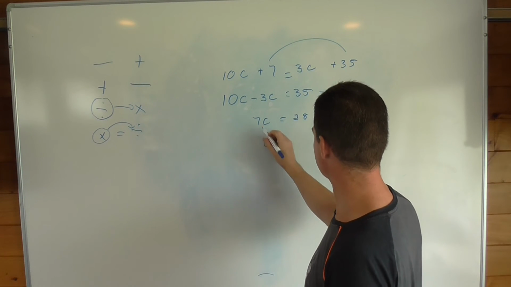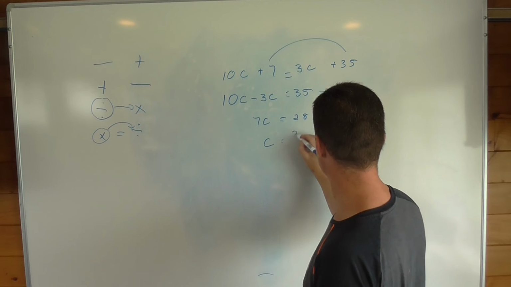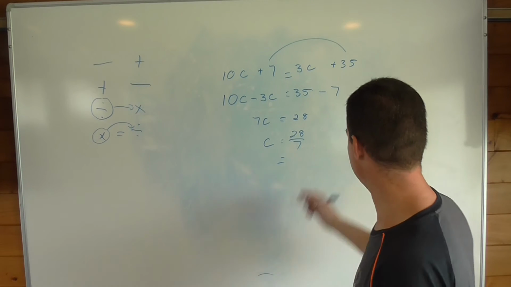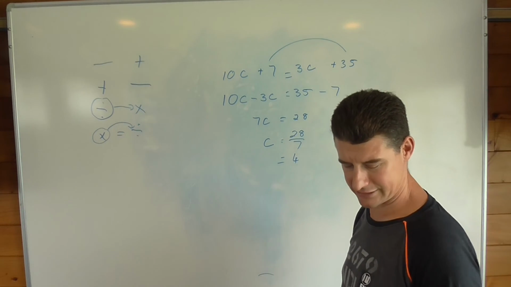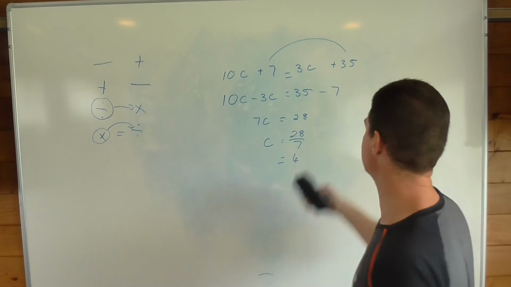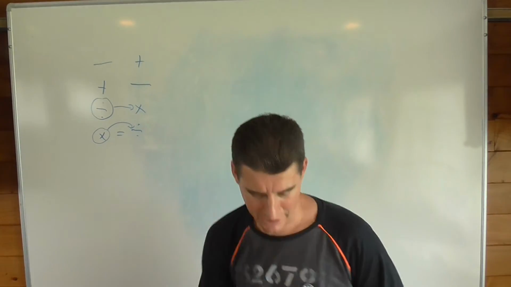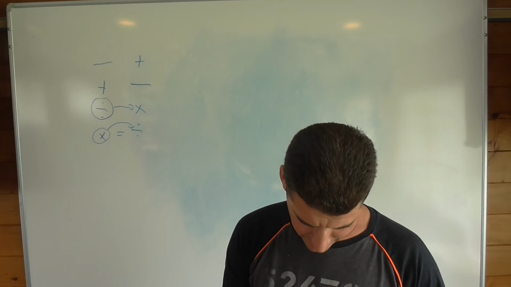So c, because it's multiplication, 7 times c equals 28, so we bring it over. So that's 28 divided by 7, and that gives you 4. See? That's easy enough. But just practice. All right, so we did that one.